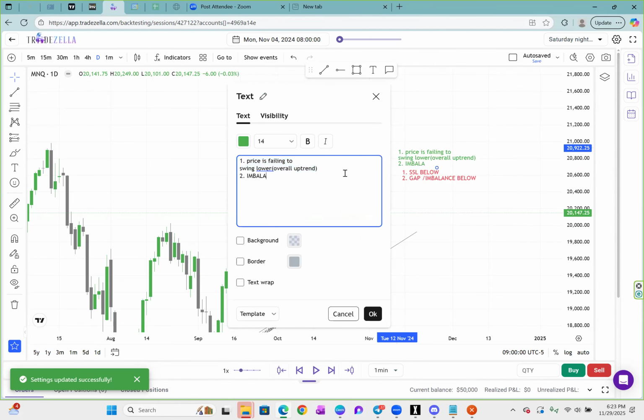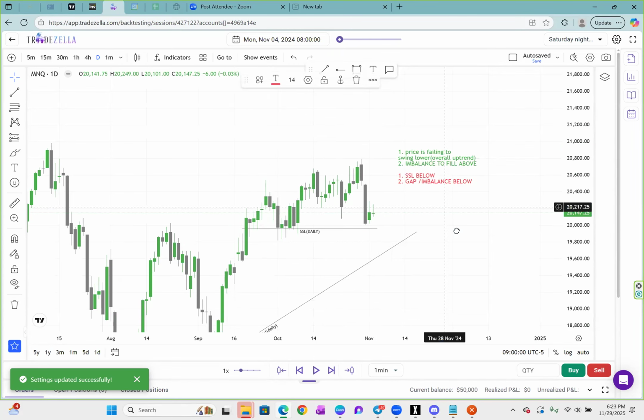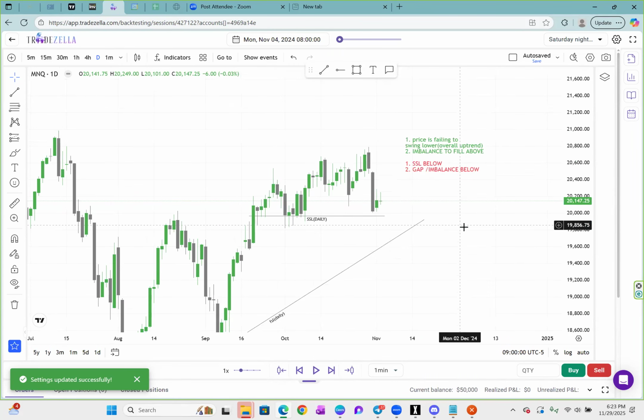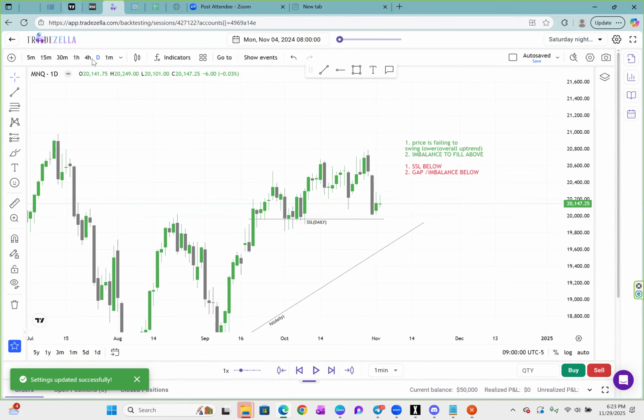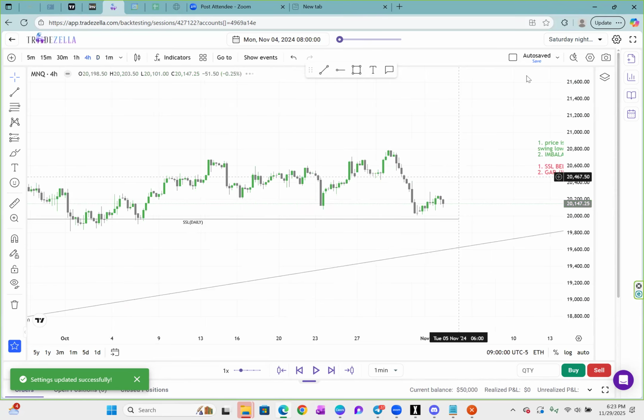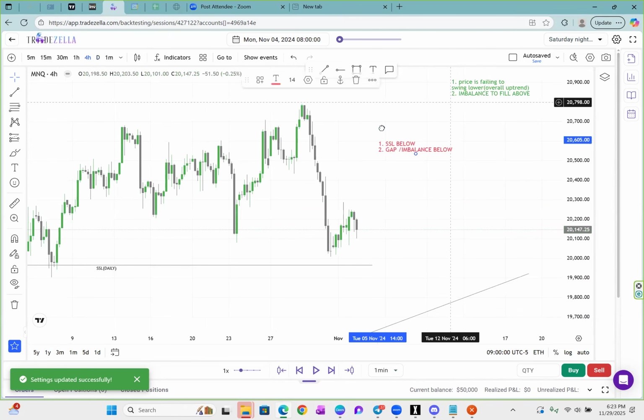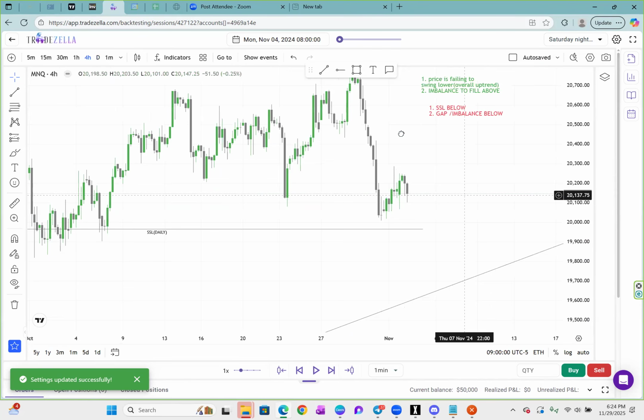So I'm going to say imbalance to fill above. Notice how I write these just to get an idea of what's going on. Then I scale down to the 4 hour. So I'm like, okay, what's price doing on this time frame here?